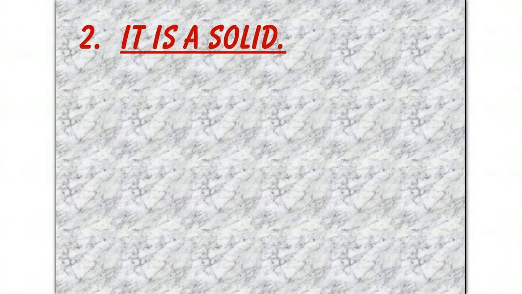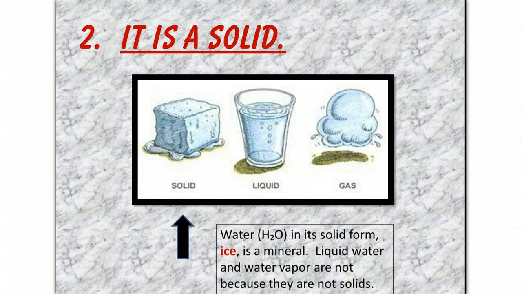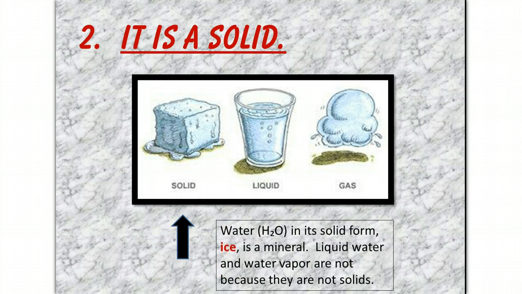The second characteristic is that it is a solid. Everything is in one of 3 states of matter. It's either a solid, a liquid, or a gas. For example, water, which is H2O, when it's in its solid form, it's ice. And ice is considered a mineral because it has all 4 of the characteristics that we're going to talk about today. Liquid water and water vapor, even though they still have the same chemical composition, H2O, are not considered a mineral because they're not solids.